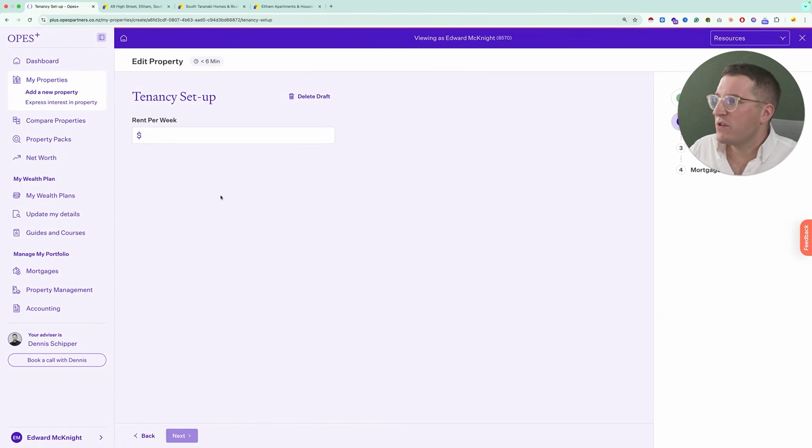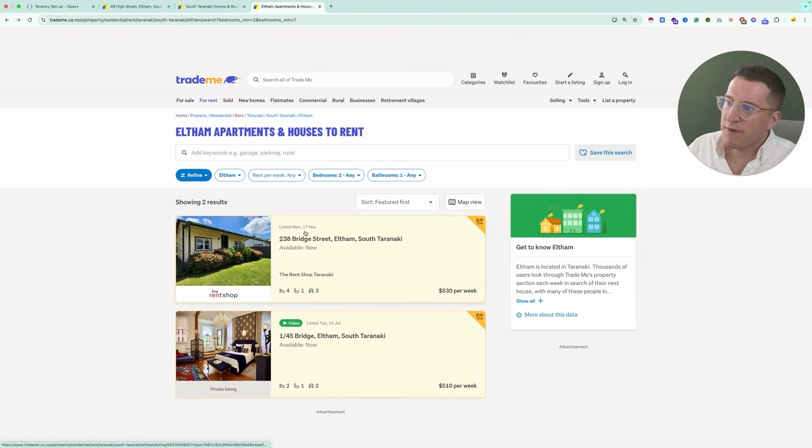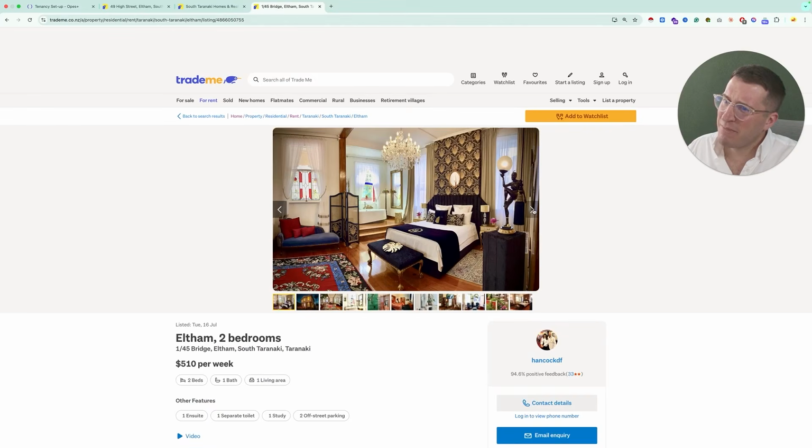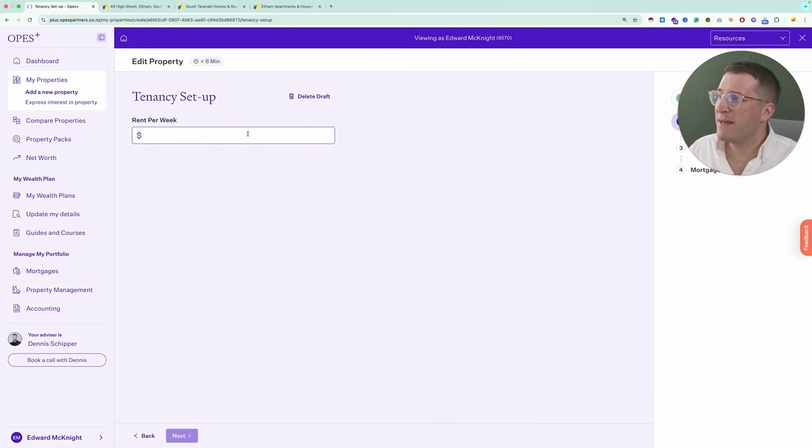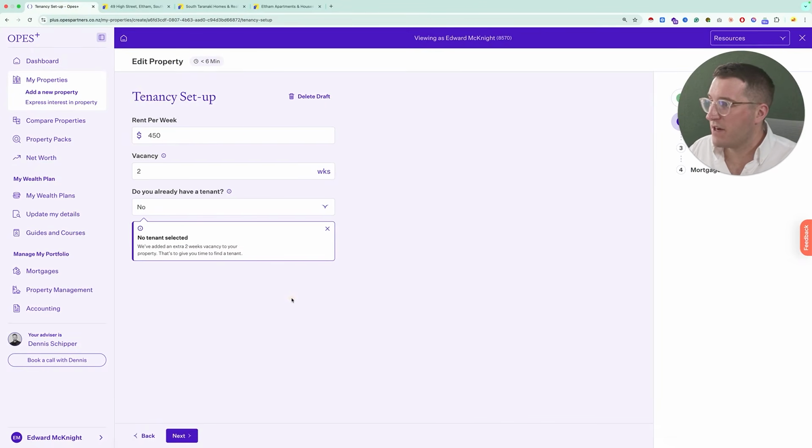The next thing we've got to do is figure out what is the rent going to be per week. Now, I've already been onto TradeMe to find out what other similar properties are renting for in Eltham. There aren't too many properties currently renting in Eltham that are similar, so I'm going to take my best guess at $450 per week, and we don't already have a tenant.